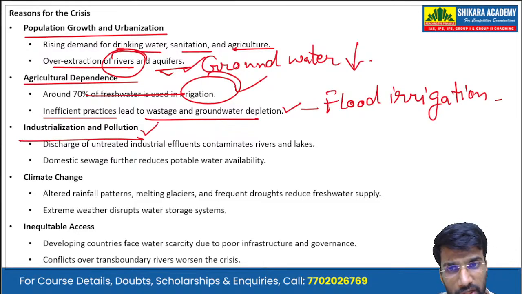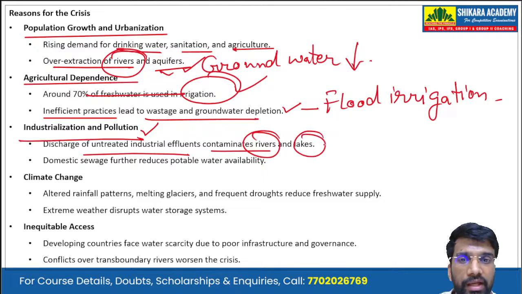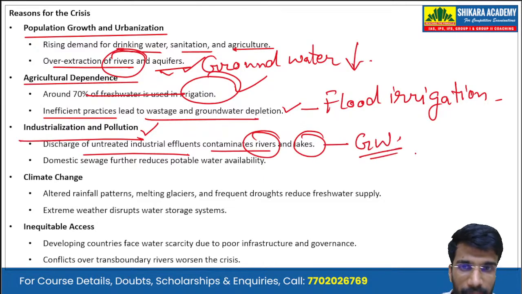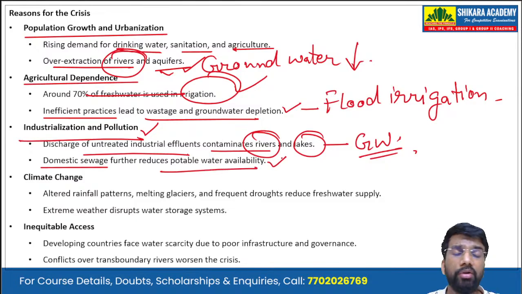Third is industrialization and pollution. There is discharge of untreated industrial effluents which contaminates rivers, lakes, and even the groundwater. Then the domestic sewage, without treatment, is dumped into the rivers and the canals. That reduces the availability of potable water.